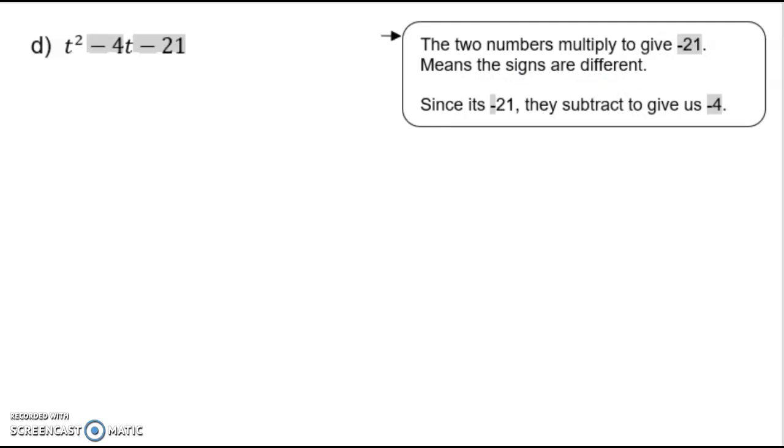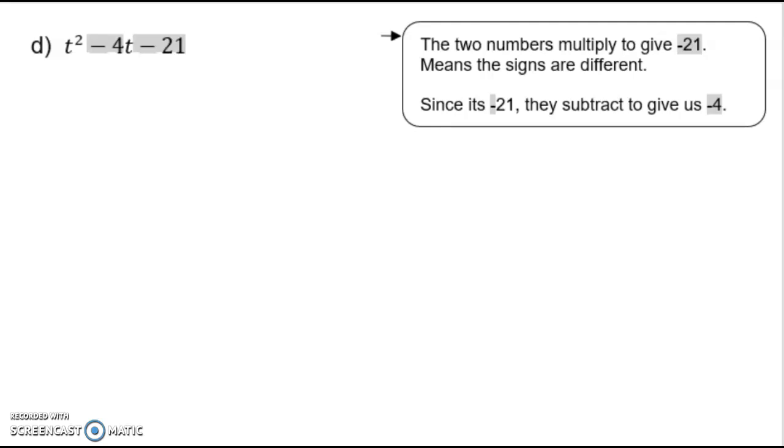Now we need to figure it out. It says since it's negative 21, they subtract to give us negative 4. And they got that because of this middle term here. So they multiplied to give us 21, and they add up to give us negative 4. So because it's a negative 4, we know that the larger number is going to be negative. Okay, so we know there's one of each sign, but the largest number is going to be negative.